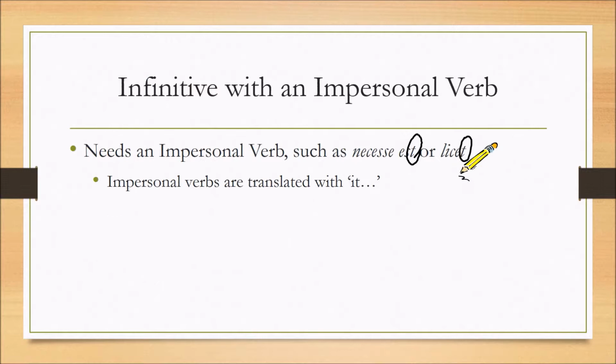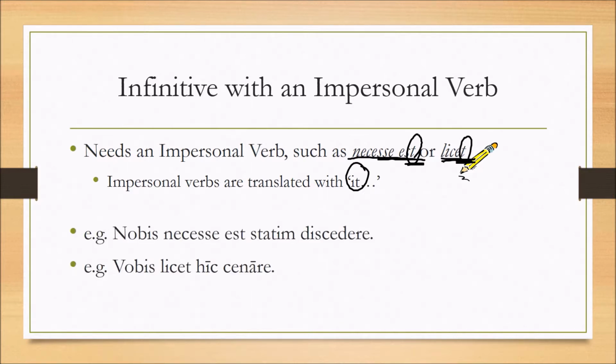Our second main use of the infinitive is when we have an infinitive with an impersonal verb. And just as a reminder, our impersonal verbs need to have a T ending on it, that third person singular, because they need to be translated with it. And these verbs also need to be completed with an infinitive. Our 2 main verbs to recognize for infinitive and impersonal constructions are necesse est, it is necessary, and licet, it is allowed. So an example with necesse est: nobis necesse est statim discedere, it is necessary for us to depart immediately.